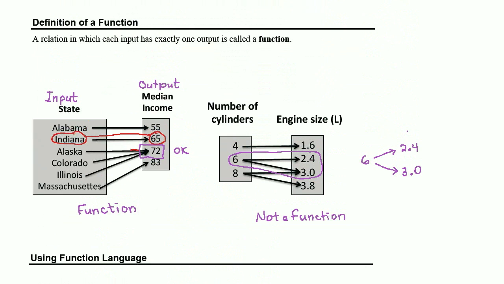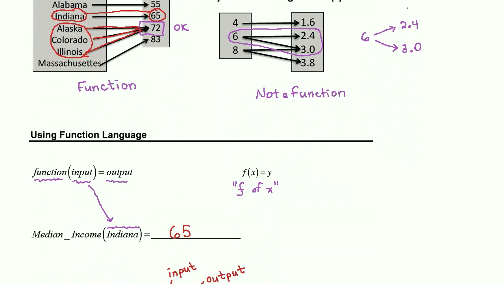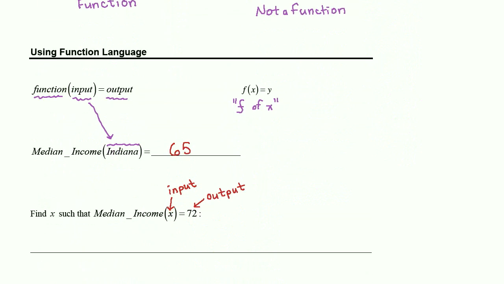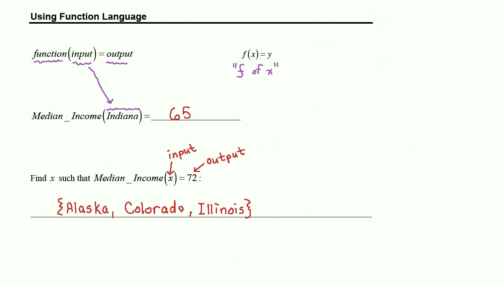The output 72 comes from the states Alaska, Colorado, and Illinois, so all 3 of these are going to be included in my answer, and I can use roster notation to express that. Alaska, Colorado, and Illinois would become the set of x values that are inputs to the function median income that give me the output 72.